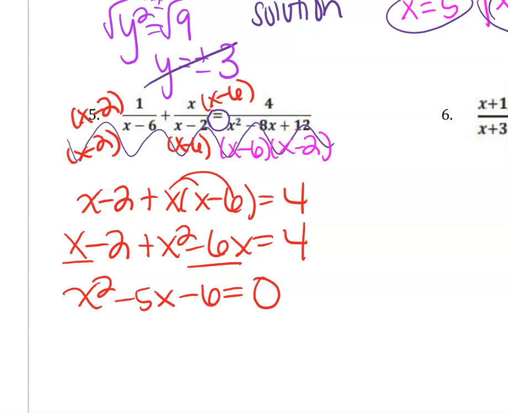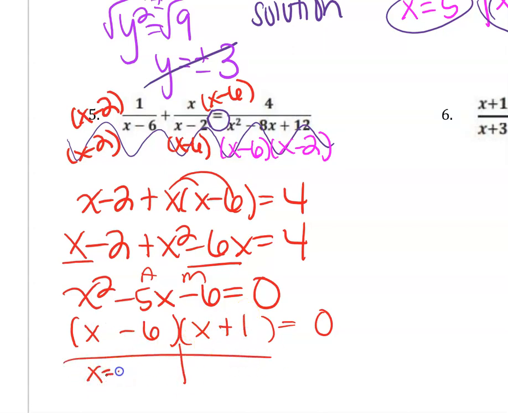All right, so factors of negative 6 that sum to a negative 5. Using my AC factoring, thinking negative 6 and 1 would work. Okay, so I'm getting x equals 6 and x equals negative 1. Now, I got my solutions.